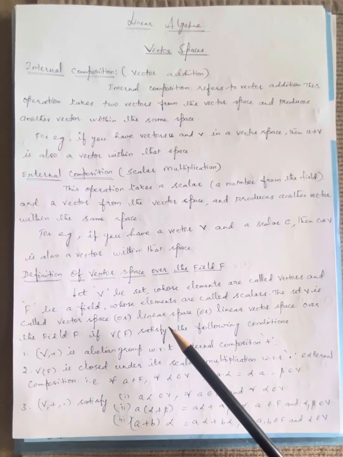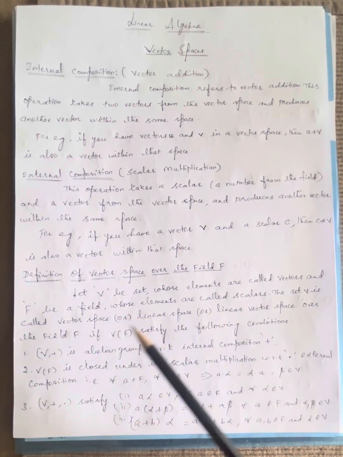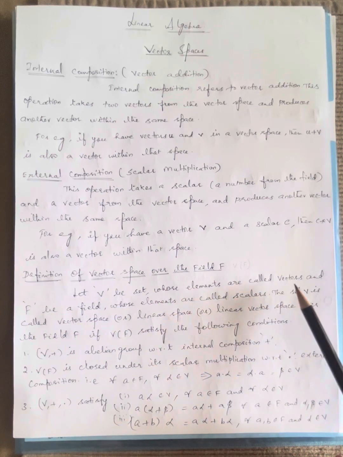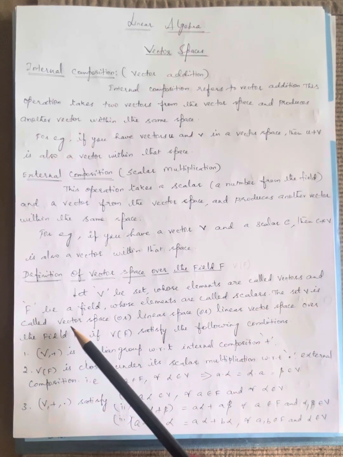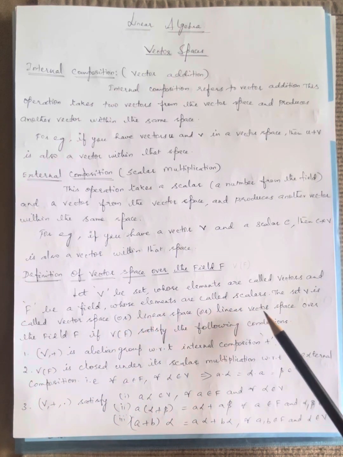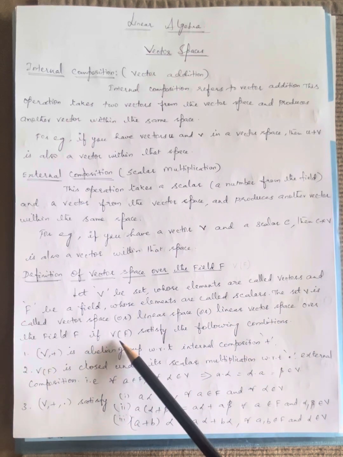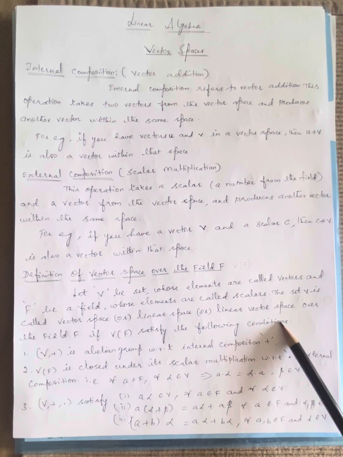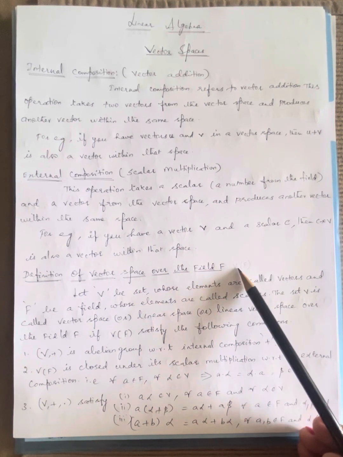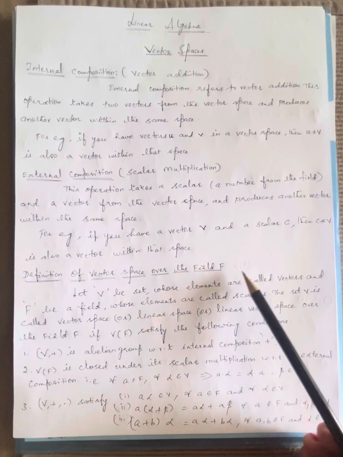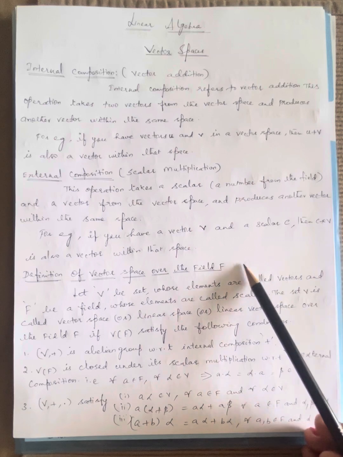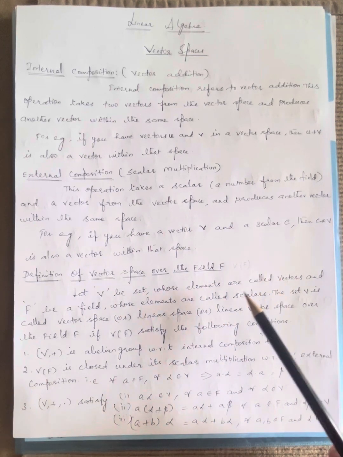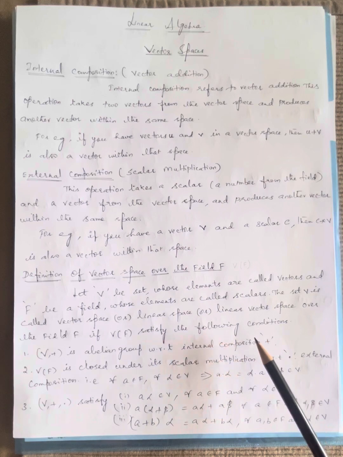Now we'll go for the definition of a vector space over the field F. Let V be the set whose elements are called vectors and F be a field whose elements are called scalars. The set V is called a vector space or linear vector space over the field F if V(F) satisfies the following conditions. V(F) means a vector space over the field F. What we need to know is that whatever element you choose from V must be a vector, and the elements from F are called scalars. When it is a vector space, it must satisfy all of the following conditions.